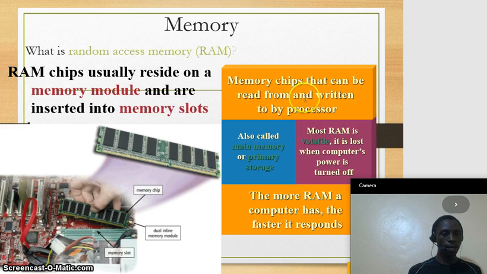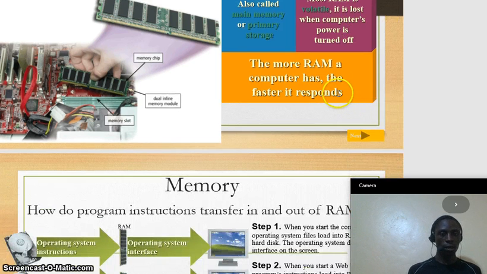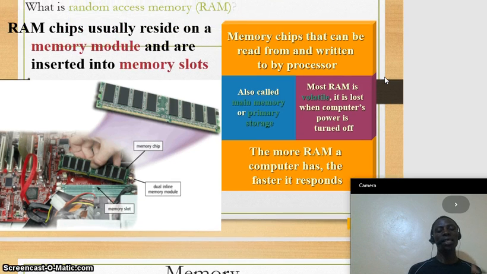Memory chips that can be read from and written to by the processor, also called main memory or the primary storage, is the memory. Most random access memory is volatile. They lose information. So the more RAM a computer has, the faster it responds to the commands you give it. So we need enough memory in our computer, most especially the random access memory.